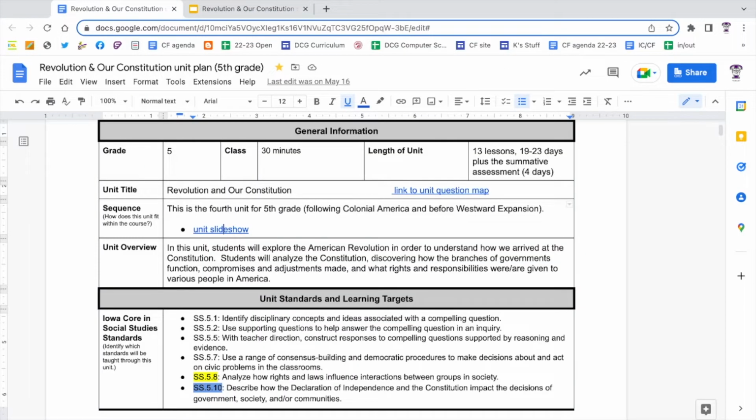Students spend the first part of the unit learning about the American Revolution in order to understand how we arrived at the Constitution. Students then get to analyze the Constitution and figure out how the government is run, what responsibilities were given to the government, and what responsibilities were given to the people. Time is spent exploring the concept of rights and how not all people living in America were given the same rights, and this topic continues in later units throughout the remainder of the school year.